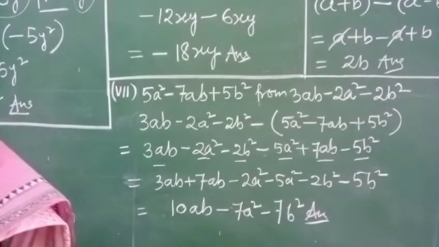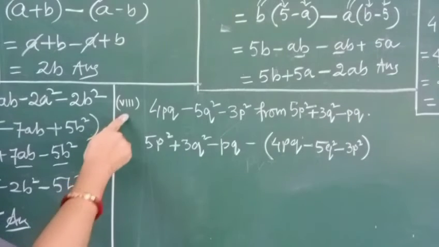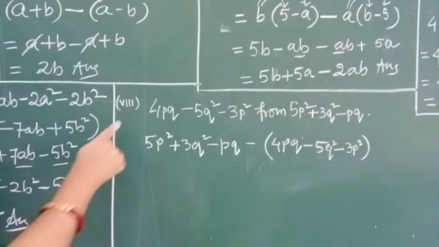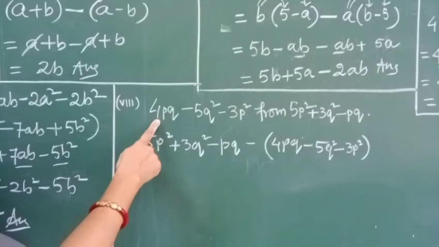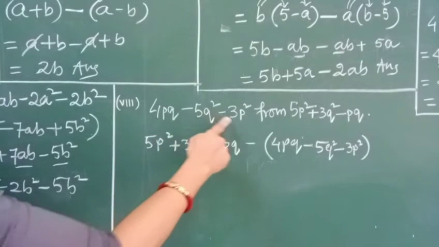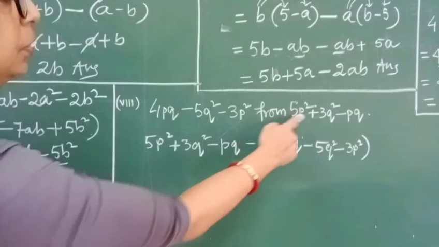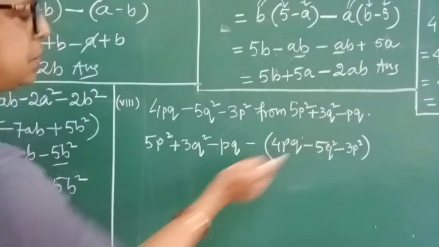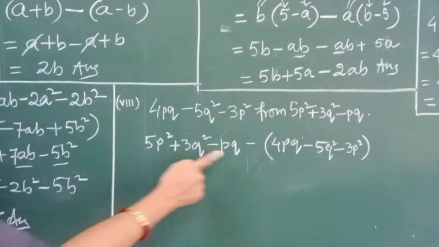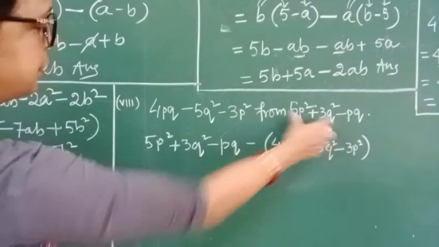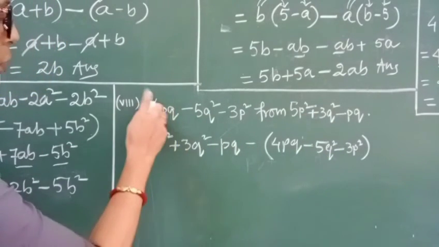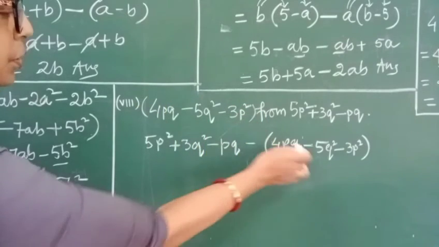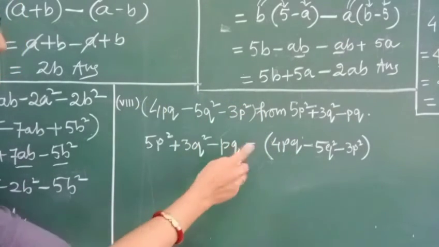Understood? Now the last question of this exercise, question number 8. Subtract 4pq minus 5q square minus 3p square from 5p square plus 3q square minus pq. So from this trinomial, which I have written first, you need to subtract, so minus sign, and you will write this trinomial here.